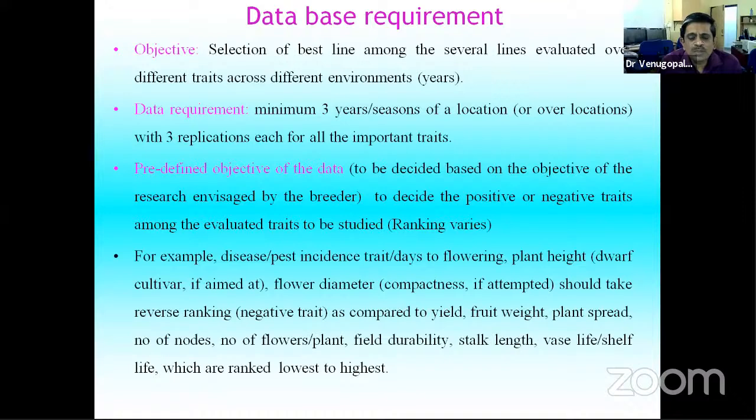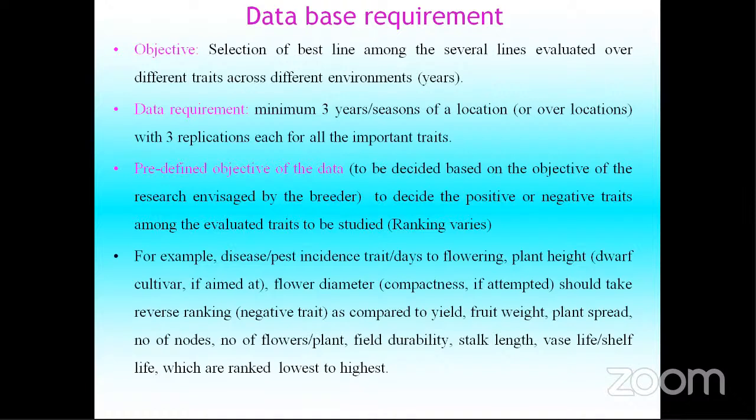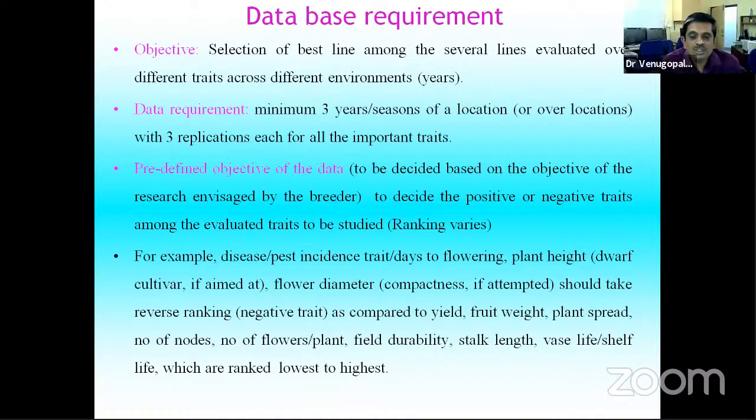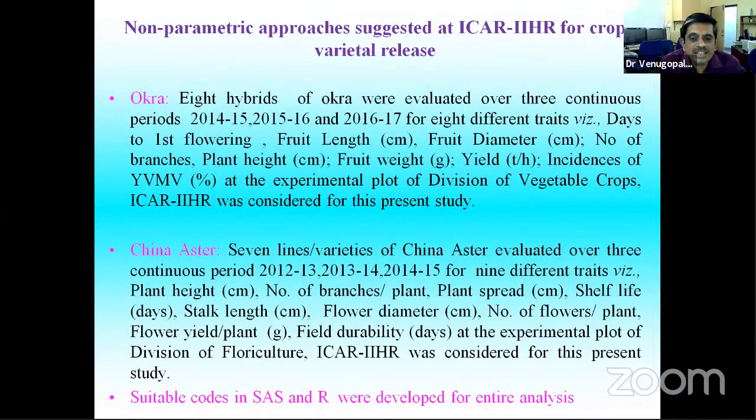And also, suppose a breeder is trying to develop a compact flower crop variety, then he will prefer a lesser flower diameter. So here again, reverse ranking is required. And moreover, suppose the character considered is days to flowering. Then early days to flowering, whichever line he has observed, he needs to give the first rank. So this objective needs to be set only by the breeder who is involved in developing the variety. Our aim is to listen to them and give the ranking, whether highest to lowest or lowest to highest. If we fail in this, then automatically the best line may come out as something else. So let us get into the example.